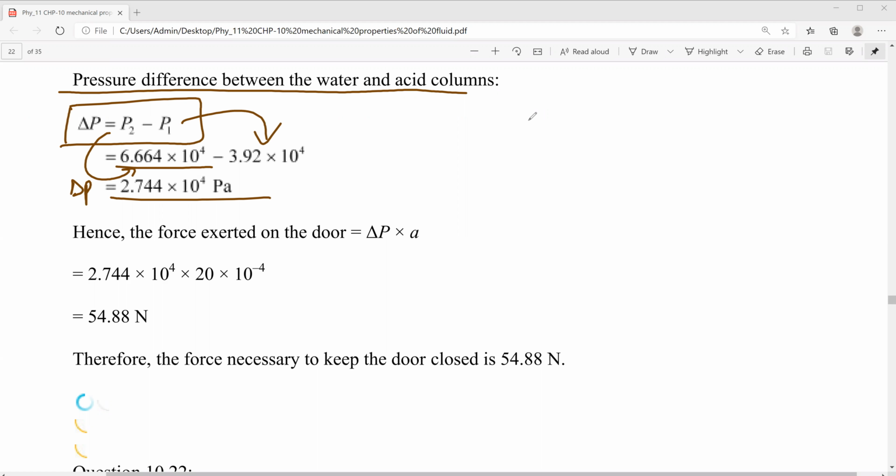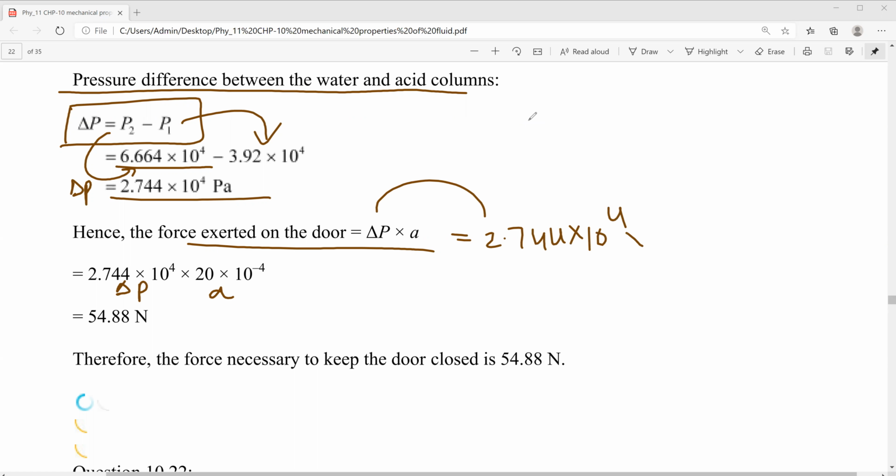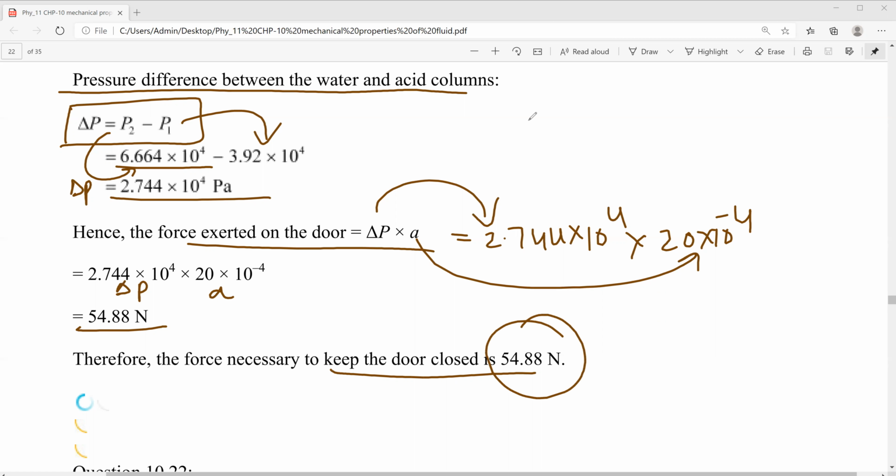Hence, the force exerted on the door is delta P into area. The delta P we got is 2.744 into 10 to the power of 4, and the area is 20 into 10 to the power of minus 4. After simplification, we got 54.88 Newton. Therefore, the force necessary to keep the door closed is 54.88 Newton. So this is the solution.